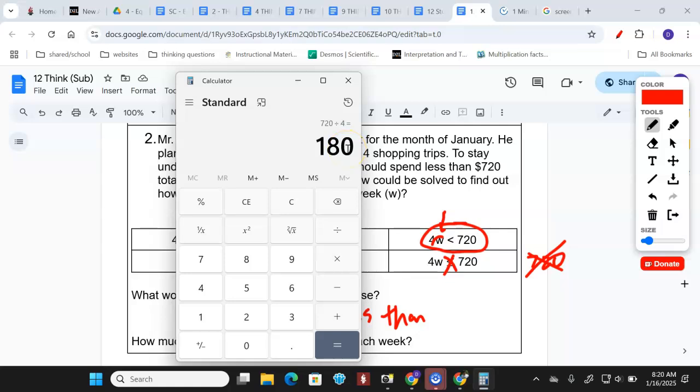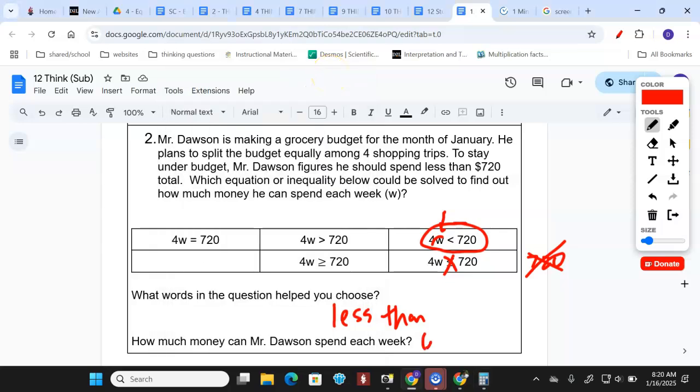That would give him exactly 720, but he needs to spend less than that. So he can spend less than $180. However you figure that out, he can spend 179, 178, 177. Any of those will keep him on track. So that's 2 examples for you to just see and think about with me.